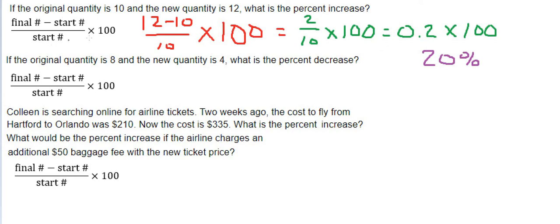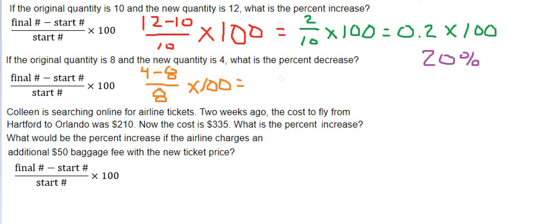The next one, if the original quantity is 8 and the new quantity is 4, what is the percent decrease? So same thing, we're going to put the final value in, which is the new quantity is 4, so that's the final number. So we're going to have 4 minus 8 over 8. Notice how these numbers right here are the same, 8 and 8. Then we're going to multiply that by 100.